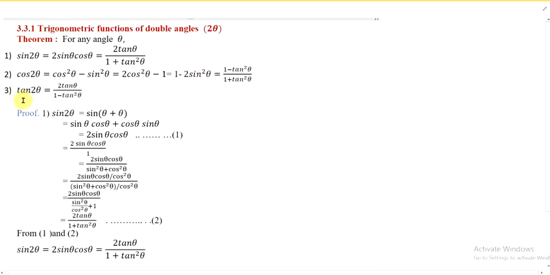Now tan of 2 theta. Tan of 2 theta is expressed in terms of tan theta again, that is 2 tan theta upon 1 minus tan square theta. Now you can see here tan of 2 theta, 2 tan theta, 1 minus tan square theta, isn't it? And here sine of 2 theta, 2 tan theta, the numerator is the same, only the denominator has a positive sign here and a negative sign there, and there is no confusion.